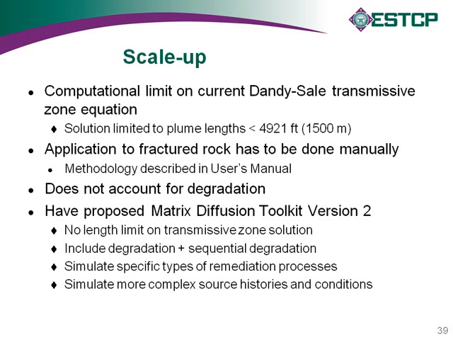Right. And also, neither of those models in the toolkit account for degradation. So right now, what we have done is we have proposed a new version, version 2 of the matrix diffusion toolkit. With this version, we'll have no limit on the transmissive zone solution, so it will not blow up at any length. You can model a plume of any length. It will also include degradation and also sequential degradation, for example, the degradation of PCE down to ethene.